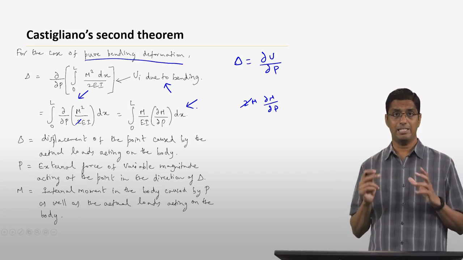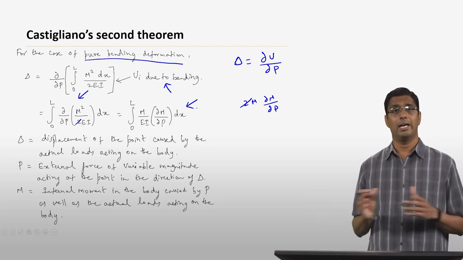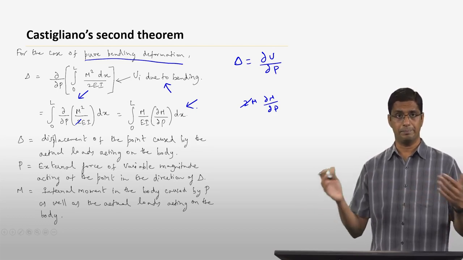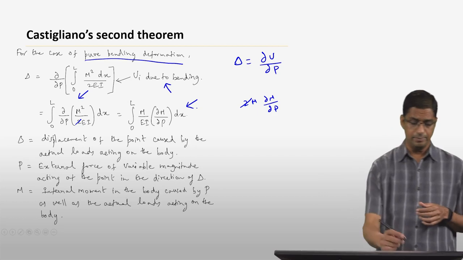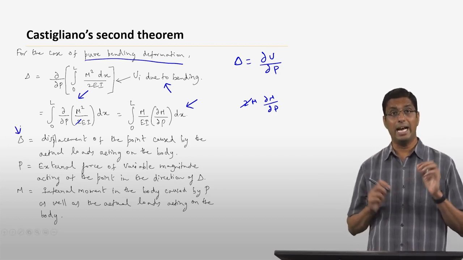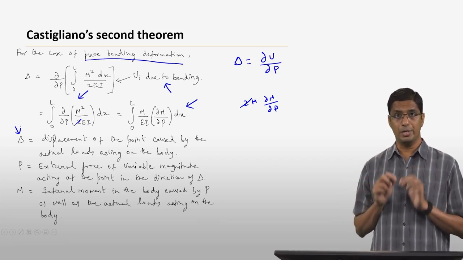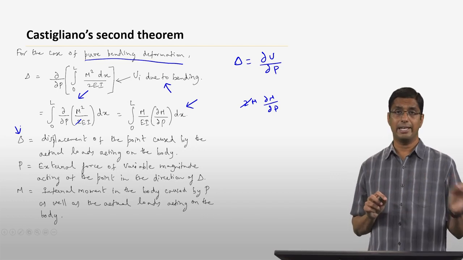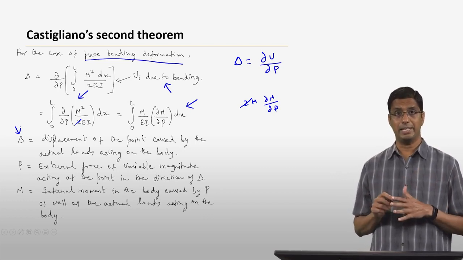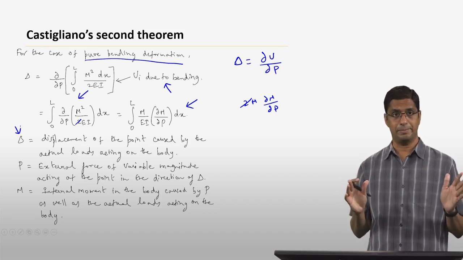M is the internal moment function of the structure, and you essentially perform this integral from 0 to L, which is the length of the beam. So delta is the displacement of the point caused by the actual loads acting on the body. This is something that is important. You assume a dummy load in case there is no actual load acting at the point, but then the displacement that you calculate is still the actual displacement, not a fictitious displacement.